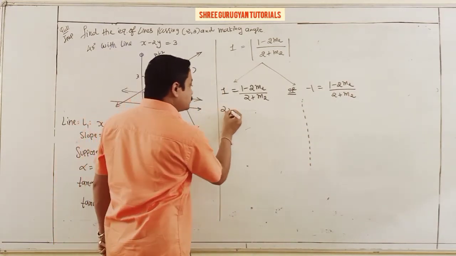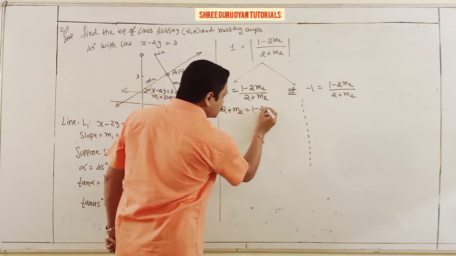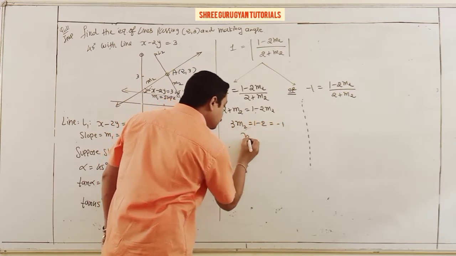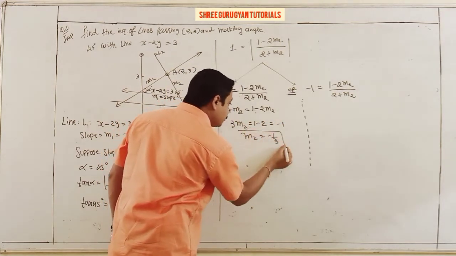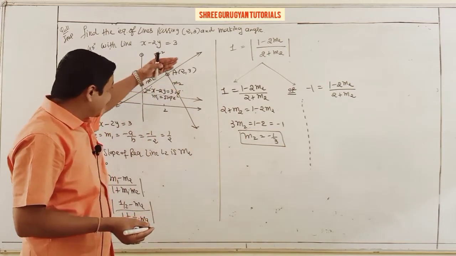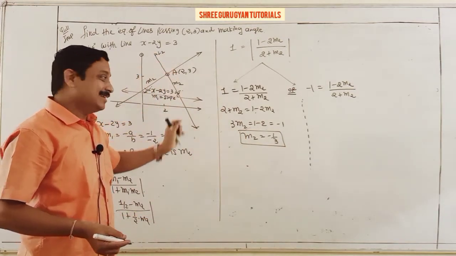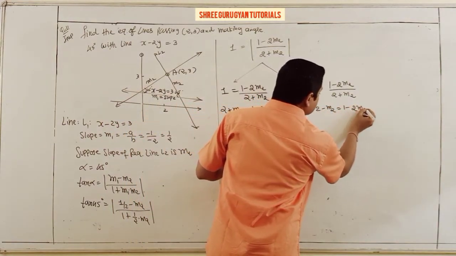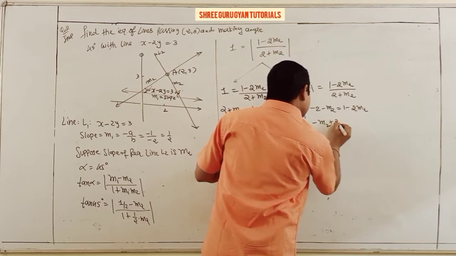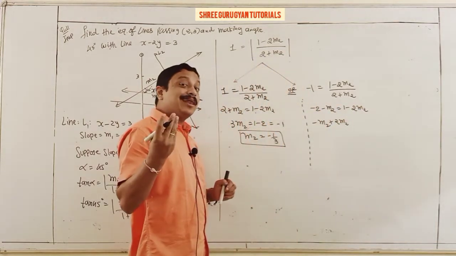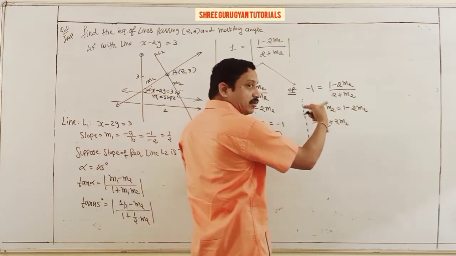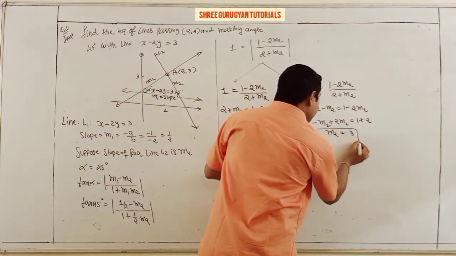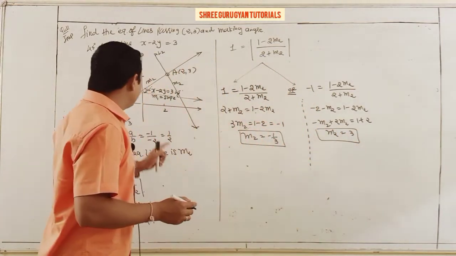First, 2 plus m2 equals 1 minus 2 m2. So it is 3 m2 equals 1 minus 2, which is minus 1. So m2 becomes minus 1 by 3. That is the slope of the second line, either this or that. Similarly, minus 2 minus m2 equals 1 minus 2 m2. So minus m2 plus 2 m2, you just collect all like terms. Minus 2 m2 moves from right to left, and here 1 plus 2. So m2 becomes 3.